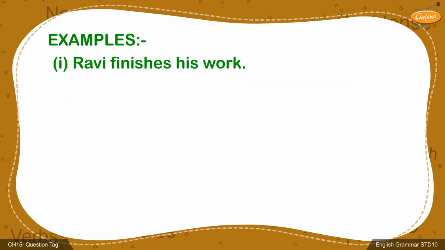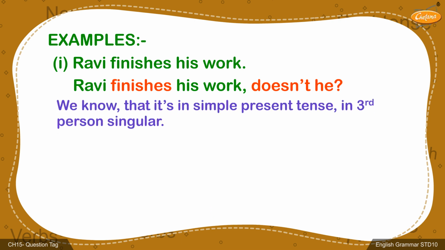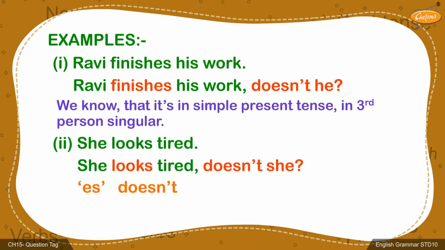1. Ravi finishes his work. In this sentence, the verb is finishes. We know that it's in simple present tense, in third person singular. Example 2. She looks tired. In such a case, where es or s appears with the verb, the question tag added is doesn't. The pronoun she is used after the tag as it refers to the gender of the subject.